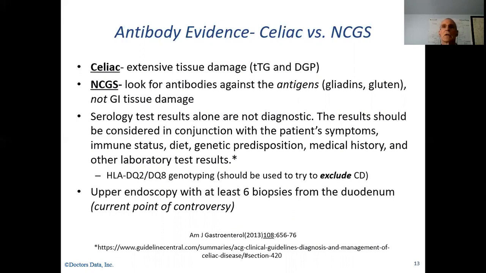That is, you can only be celiac or make a diagnosis of celiac disease if, in fact, the HLA-DQ2 or 8 are present. If not, you cannot have celiac disease. With positive serology testing for the tissue damage markers, upper endoscopy is recommended with at least 6 biopsies from the duodenum. That is currently a point of controversy.